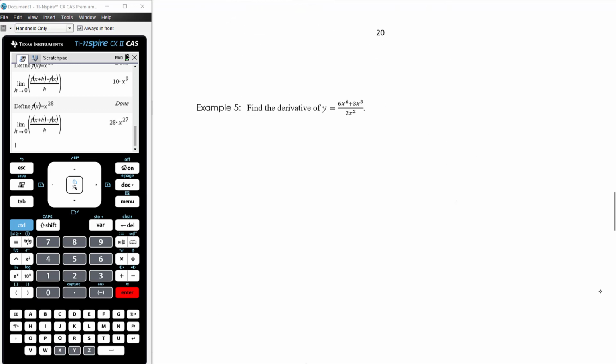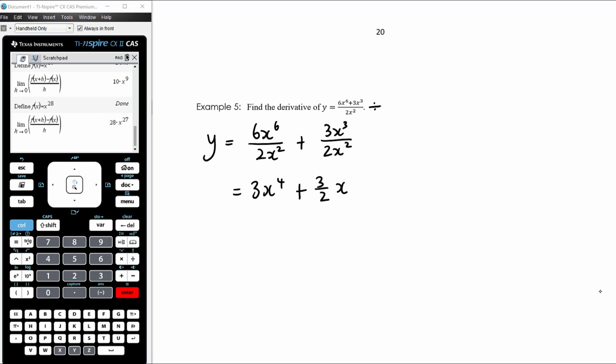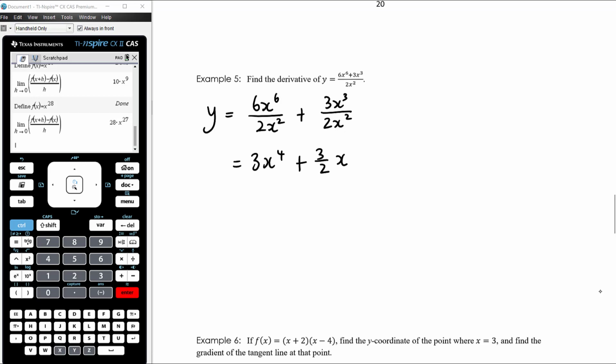Find the derivative of y equals 6x to the 6 plus 3x cubed over 2x squared. Okay, so we've got a quotient, which is a problem, so we need to simplify it before we can differentiate it. So it still equals y. I'm going to split that into two separate fractions. This is the same as 6x to the 6 on 2x squared plus 3x cubed on 2x squared. So again, I haven't differentiated, I'm still just simplifying the original expression. 6 on 2, that's 3x to the 4 plus 3 on 2 x to the 1. So that's my function. There's no differentiation happened there, that's just simplifying the function.